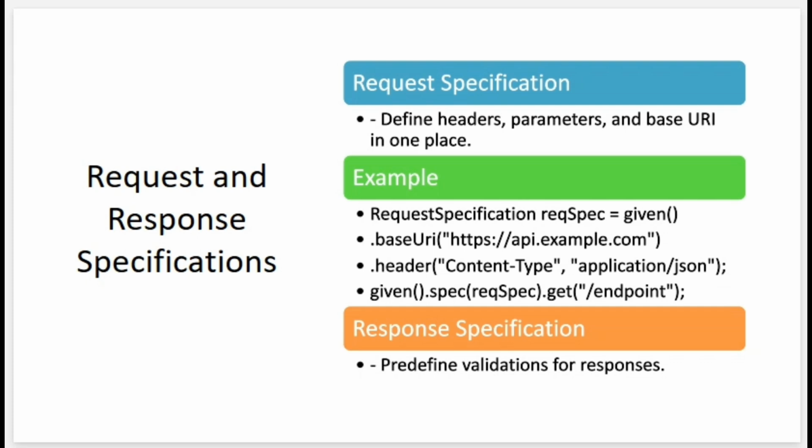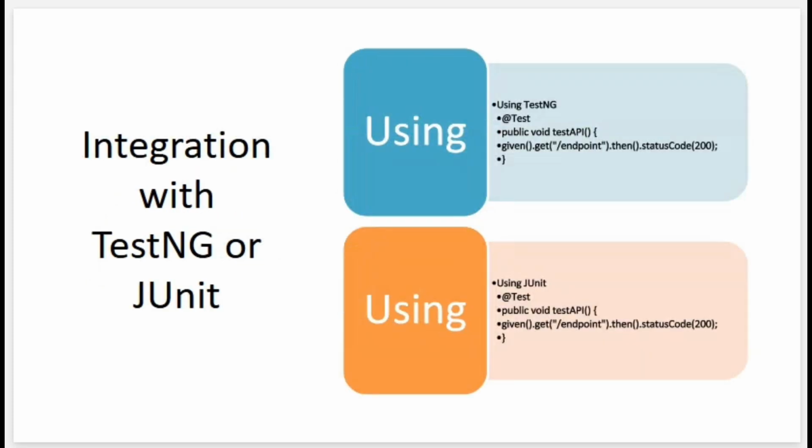It also predefines the response validation, so you can use this too. We can also integrate this with the test engine, TestNG, or JUnit. For that we have to use the @Test annotation for TestNG or JUnit, and then write your REST Assured script. Here I have given one example, and both inside TestNG and inside JUnit are quite similar.